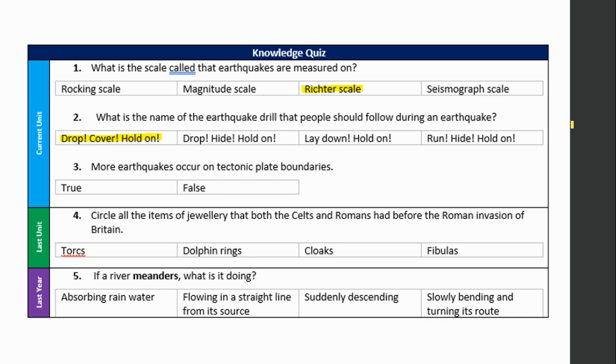Question 3. More earthquakes occur on tectonic plate boundaries, true or false? Yes, so well done if you said that is true. At plate boundaries, more movement of the earth occurs and therefore more earthquakes happen. Going back to our last unit, circle all the items of jewellery that both the Celts and Romans had before the Roman invasion of Britain.